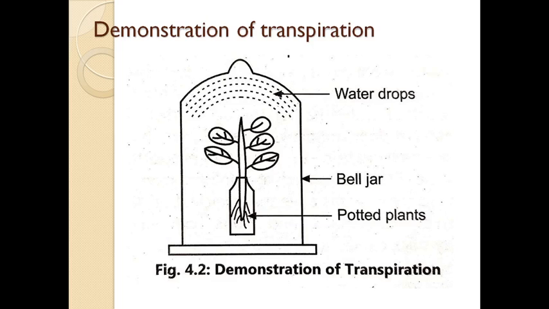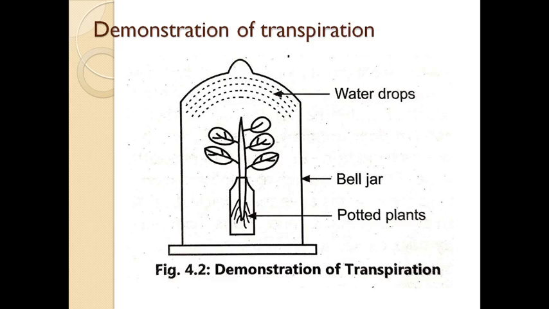and only a small amount of water enters into the composition of the photosynthetic product, and maximum water is lost by the aerial parts of the plant in the form of invisible water vapor. This evaporation of water from the surface of the aerial parts of the plant is called transpiration. All of you know this concept of transpiration.